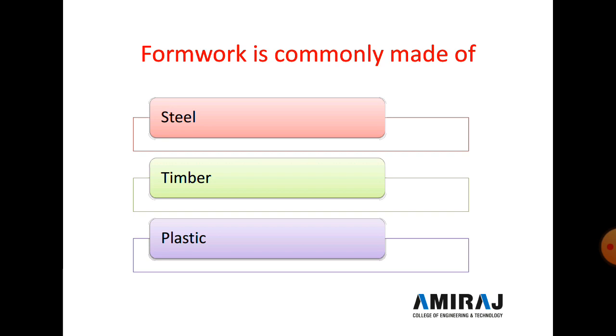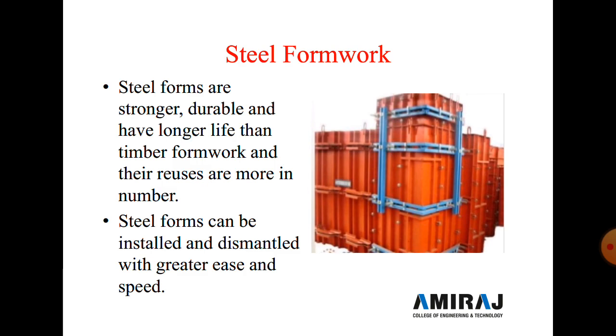Now next is what formwork is commonly made of. Here are three types of material generally used in formwork. First is steel, second is timber, and third is plastic. So we discuss steel formwork. Steel formwork is stronger, durable, and has a longer life as compared to timber formwork, because in timber formwork fungus is affected, and insects damage the timber formwork. And in steel formwork, strength is higher as compared to timber formwork, and it's durable.